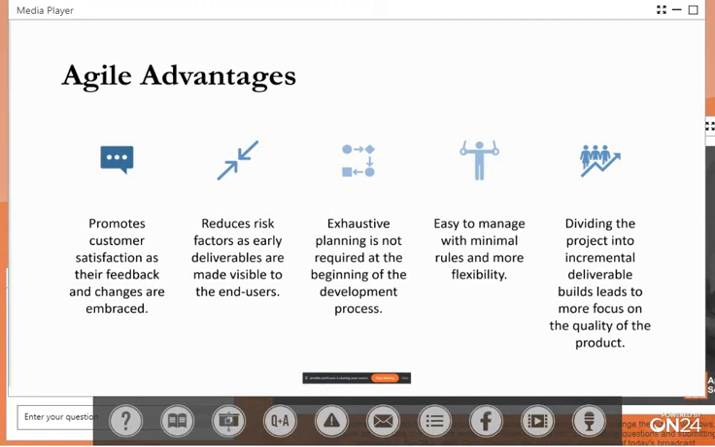And then to bring it all to a close here, by dividing your project into incremental deliverables, you're able to get stuff to your end user faster. You're able to really focus on the quality of that one feature rather than having the entire thing all at once. And ultimately, it leads to a higher quality output. There are some other advantages, but I really want to call those out.